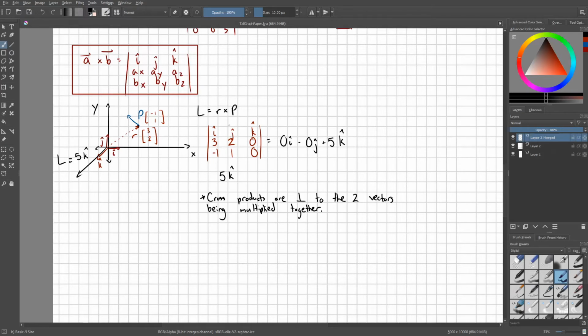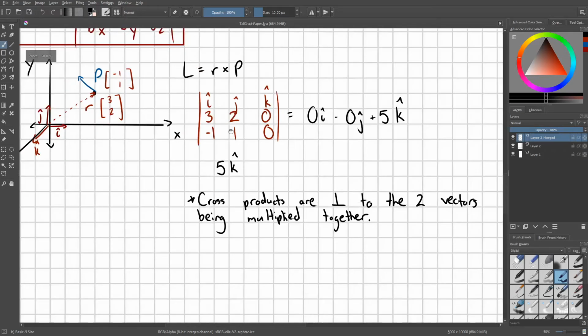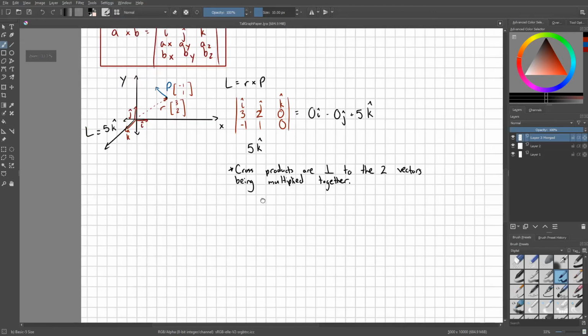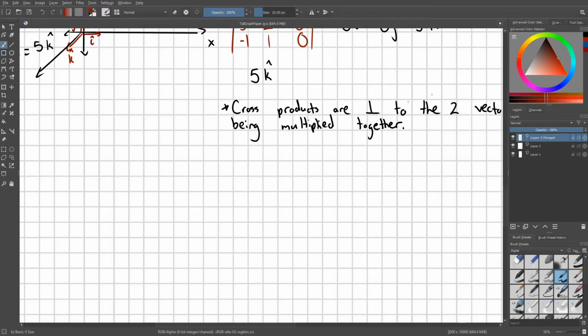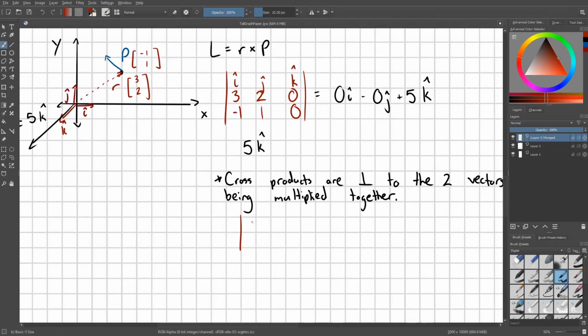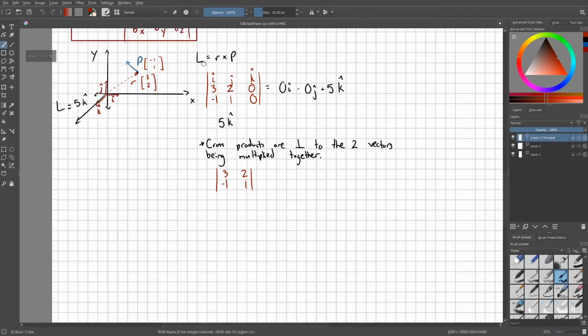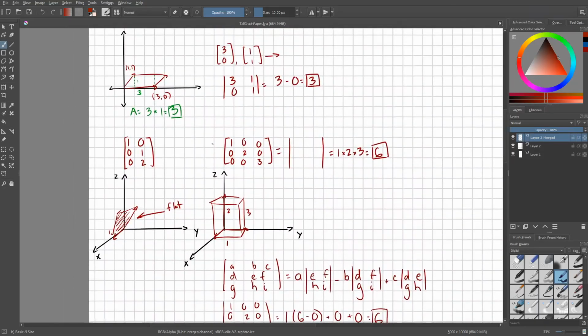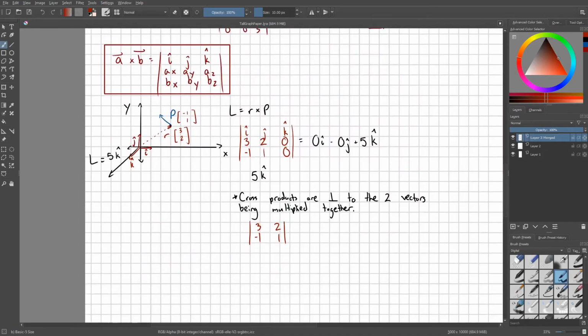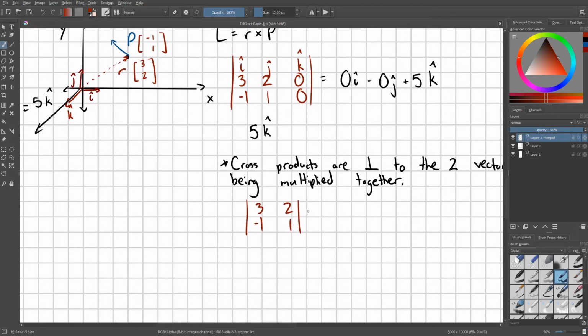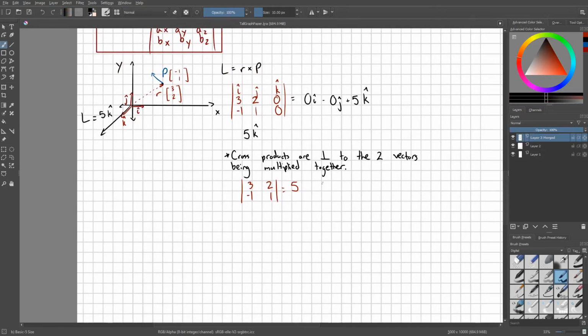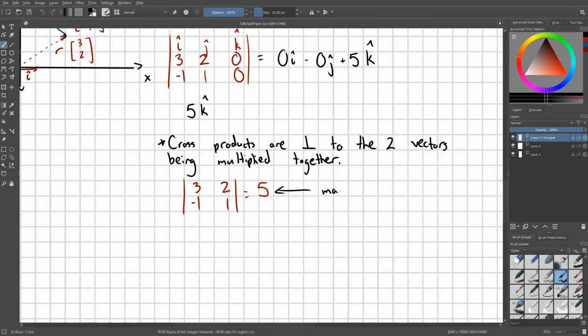Another property, and we can very clearly see this if we just take a 2 by 2 determinant. So I'll go ahead and do that. Let's say that I just took the determinant of 3, 2, -1, 1, right? These are just the two vectors. Well, from what we've seen before, when we calculate these determinants, that's basically solving for the area of the parallelogram that's made by those two vectors, right? And so if we do that, we end up getting 5. So by calculating this 2 by 2 determinant, we get the magnitude of the L vector. Right, we get that size.